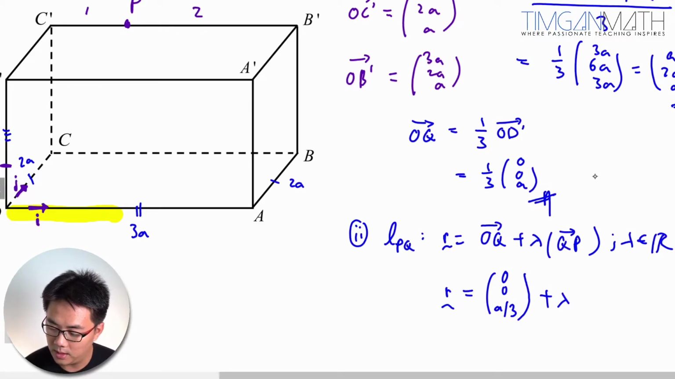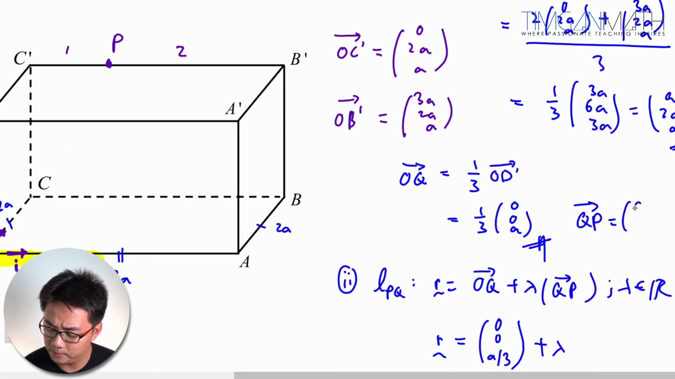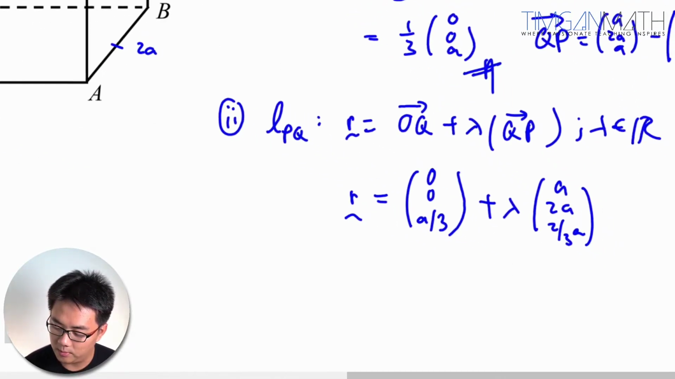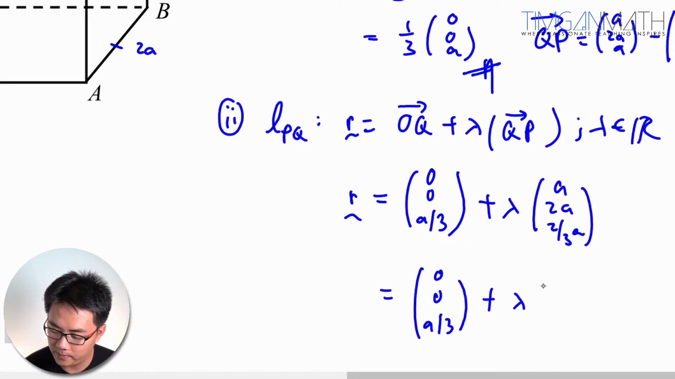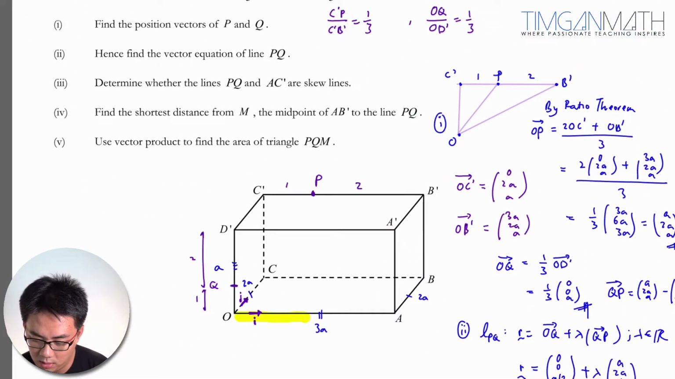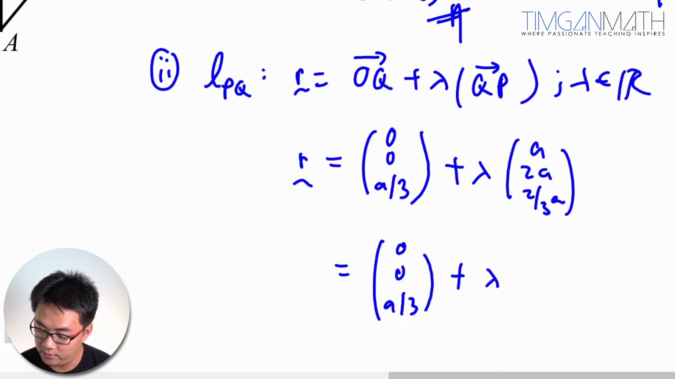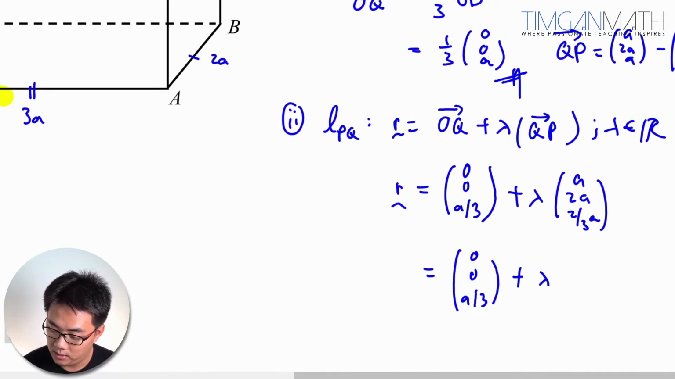So Q to P on this end will be A, 2A, A minus 0, 0, A over 3. So this is not too bad. You get A, 2A, and 2/3 A. You can simplify this. I think simplifying is easier. So 0, 0, A over 3 plus lambda A. Is A a constant? Oh, okay, great. So this could be simplified as 1, 2, and 2/3. You can just take this, it's okay.